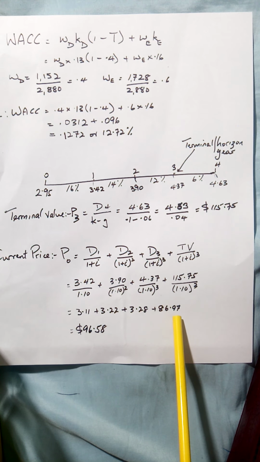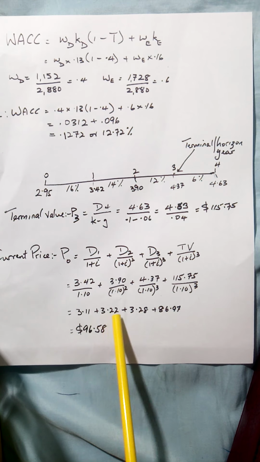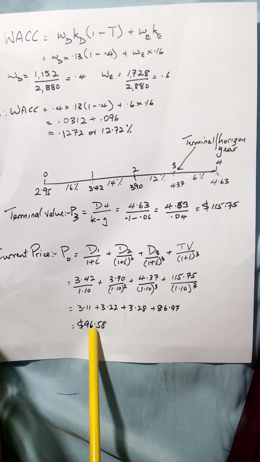So we have discounted them appropriately. Then the third and final step, we add them up. That plus that plus that plus that gives us this. And this then is P0, the current price of the stock.